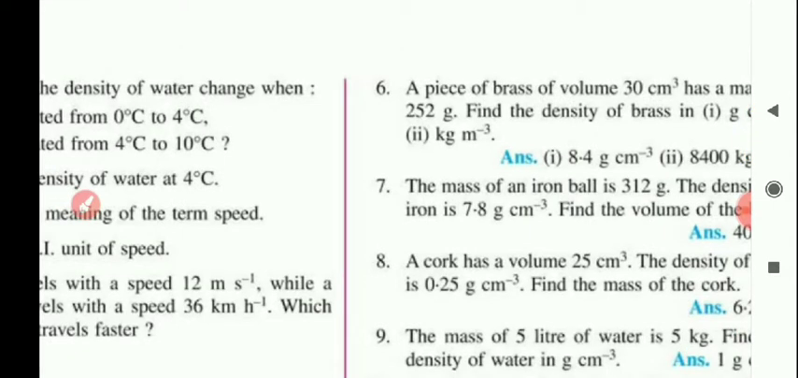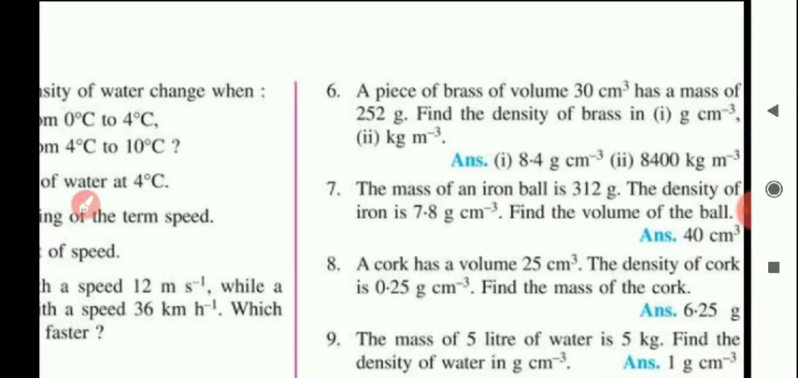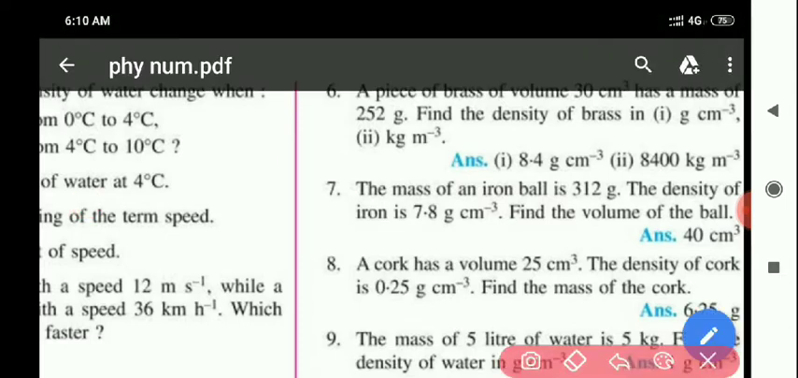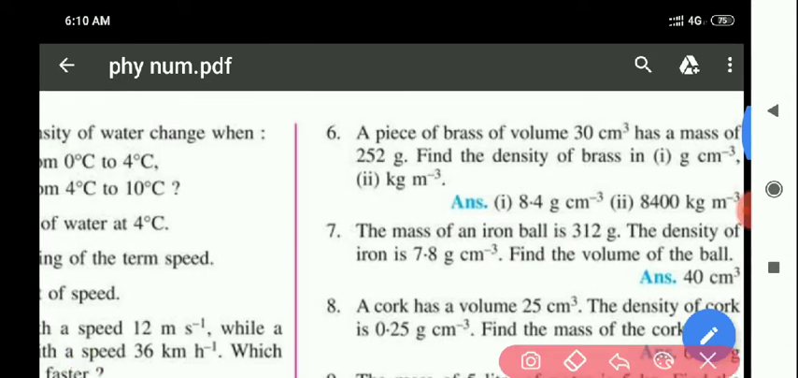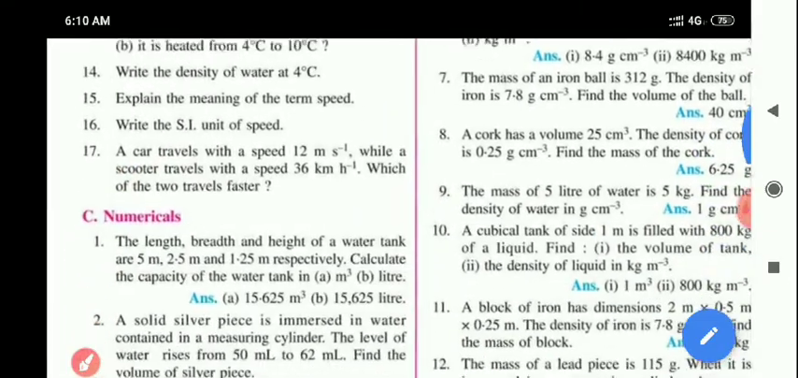A piece of brass of volume 30 centimeter cube has a mass of 252 gram. Find the density of brass in number 1 gram per centimeter cube, number 2 kg per meter cube. So, volume is given 30 centimeter cube and mass of brass is given 252 gram. So, how we will solve the question? Solution is given here.